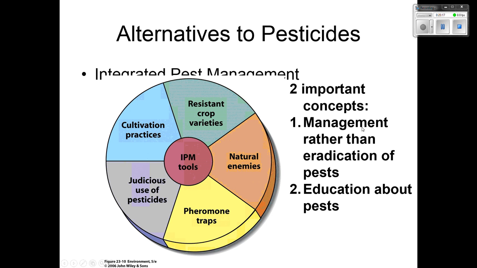And I talked about education. If you're a farmer and you're practicing IPM, you have to be pretty smart. You have to know your pest. You have to know its life cycle. You have to know when it reproduces. You have to know its competitors, its predators. So you really have to have a good understanding of your pest. And so that is IPM.